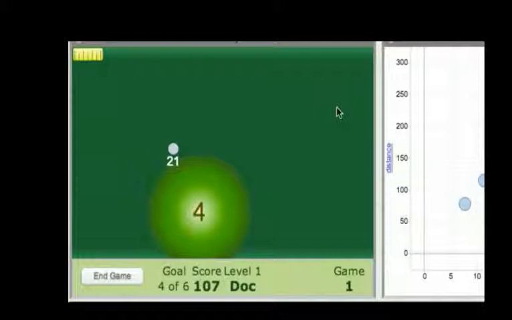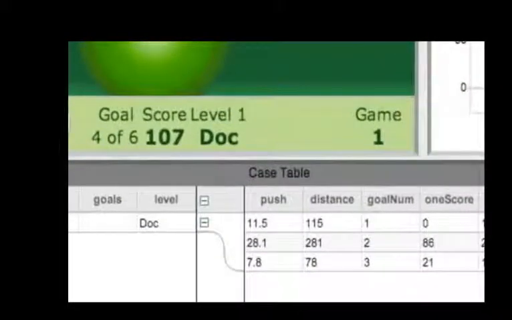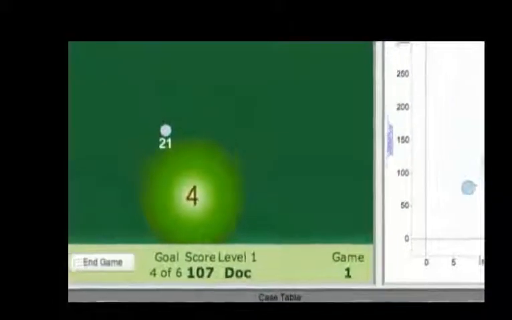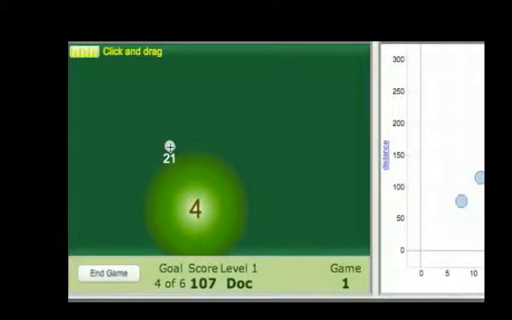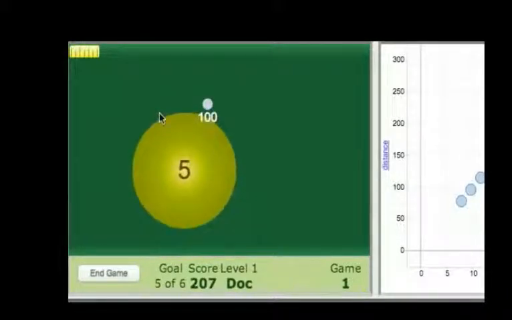Fortunately, the computer records all the data, so I need to look in the table. For that previous shot, I pushed it at 7.8 and it went 78 units. Students who look at this might notice there's a factor of 10 between the distance and the push. So if I measure my distance and I find that it's about 95, and then I pull back about as close as I can get to 9.5, Shazam, I'm right in the middle.